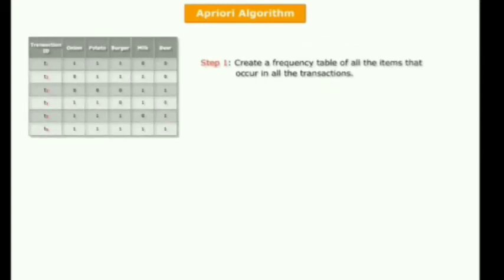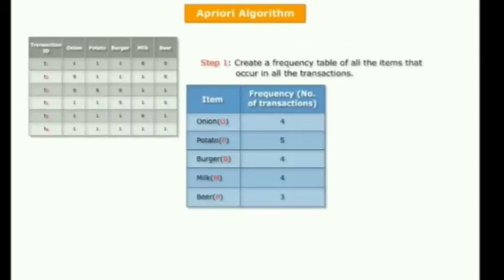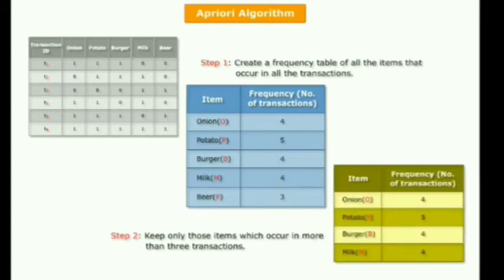Step 1. Create a frequency table of all the items that occur in all the transactions as shown here. Step 2. You know that only those elements are significant for which the support is greater than or equal to the threshold support. Here, support threshold is 50%. Hence, all those items are significant which occur in more than 3 transactions, and such items are onion O, potato P, burger B and milk M. The table represents the single items that are purchased by the customers frequently.